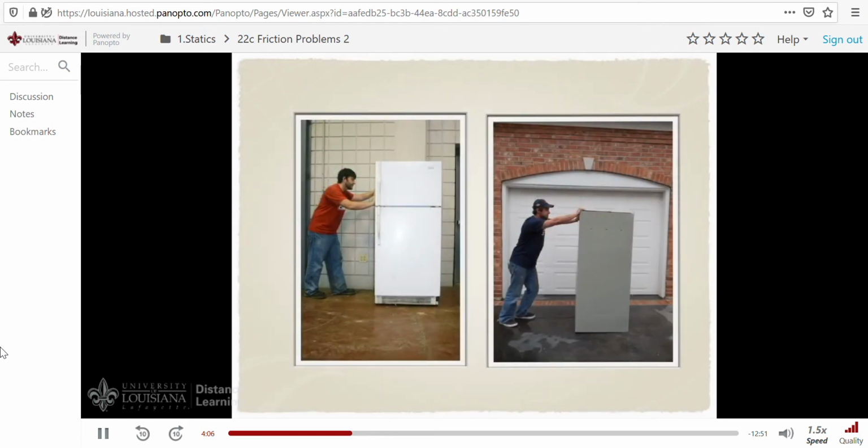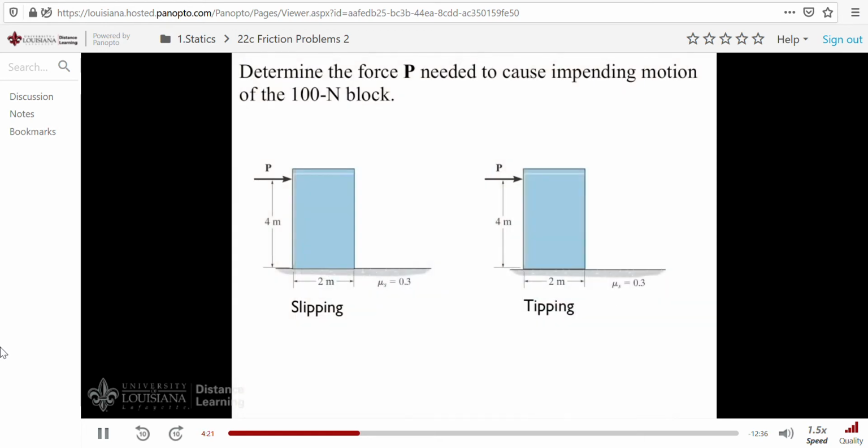Now we'll look at a problem of this sort. The guy on the left is pushing on this refrigerator and causing it to slip on the ground. However, this guy is pushing on this cabinet, and it causes it to tip right in the corner. We'll consider a problem like this. And so here's the case where we want to find the force P needed to cause an impending motion of this 100 newton block. Well, the possibility of slipping occurs.